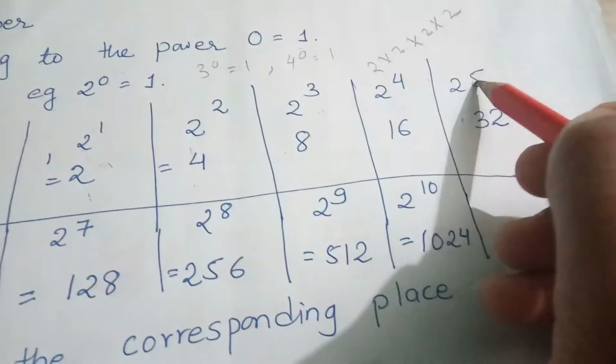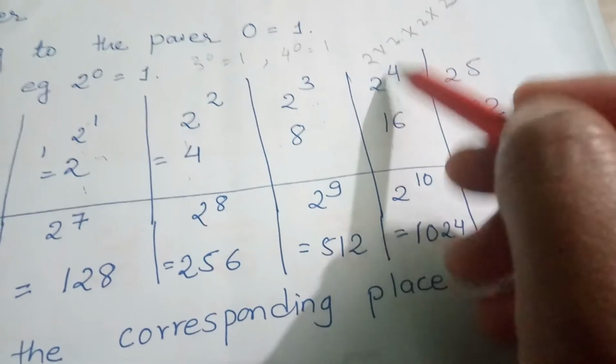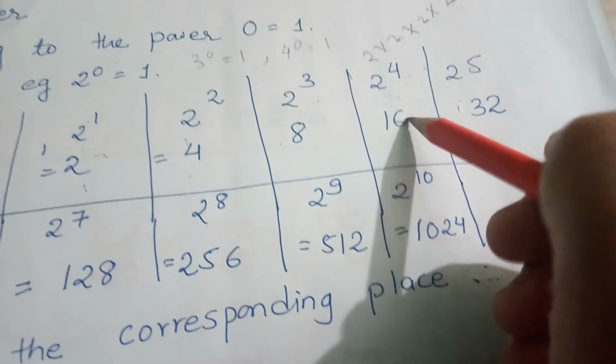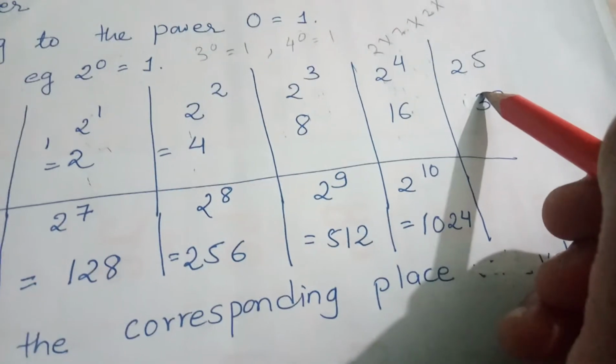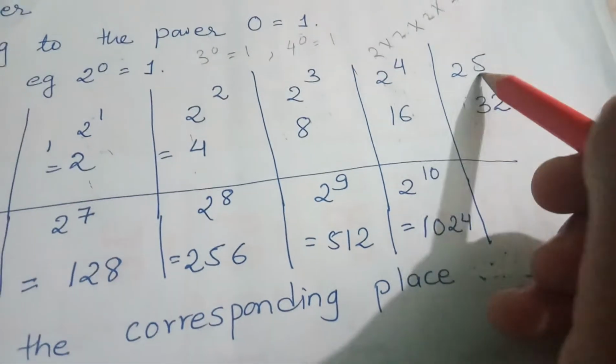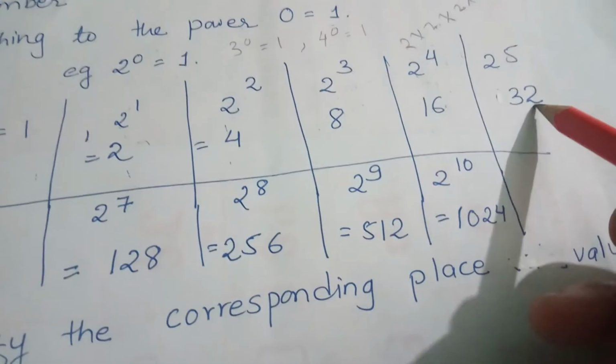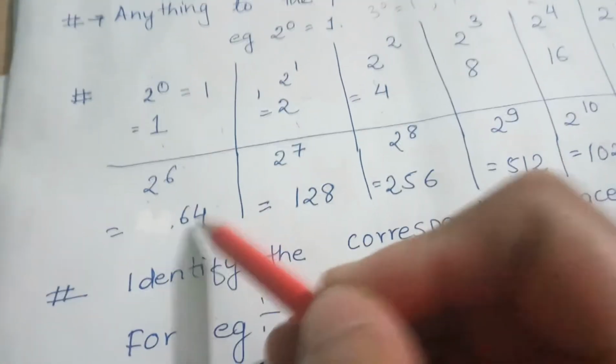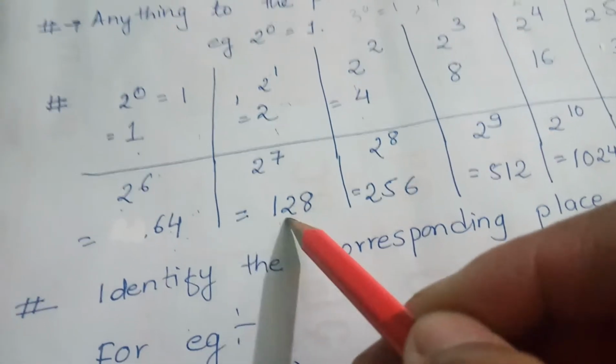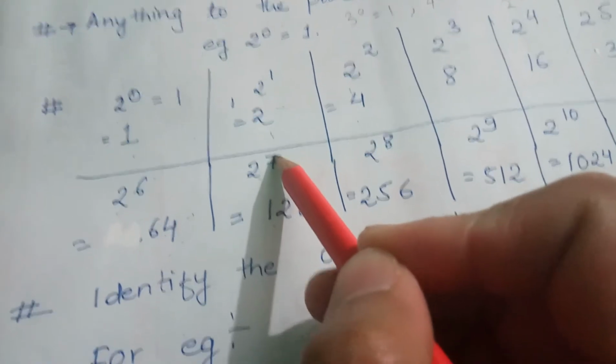And then again 16, for this 2 to the power of 4 is 16. Now again multiplied by 2 is again 32, isn't it? So that becomes 2 to the power of 5. Again 32 times 2 is 64, that becomes 2 to the power of 6. Again 64 times 2 is how much? 128, so that becomes 2 to the power of 7.